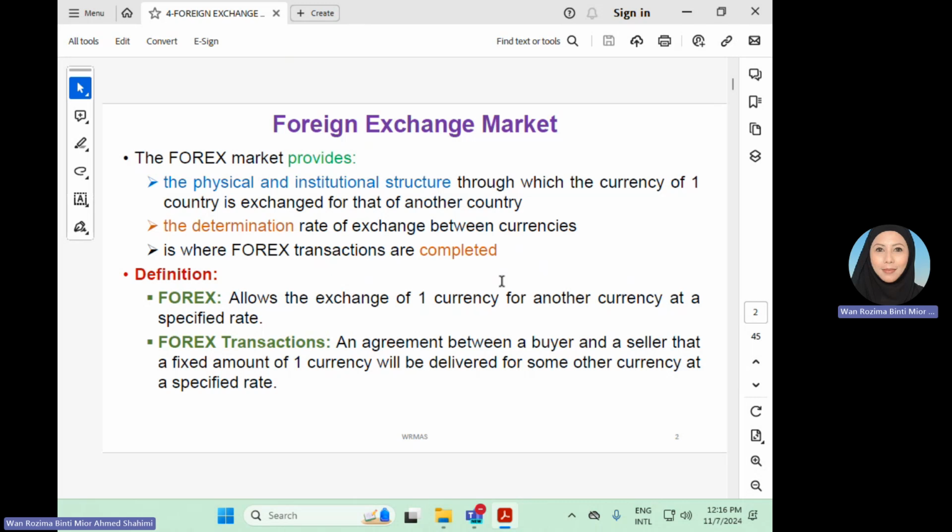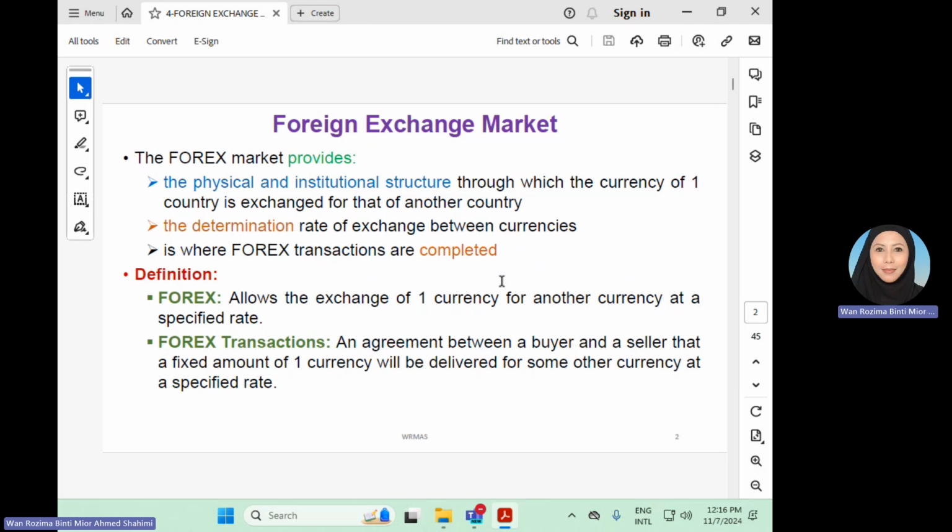So, the second point, the determination of the rate of exchange between currencies. And the third one is where forex transactions are completed between parties. And later we have markets, the wholesale market and clients market, between dealers and dealers, and dealers and clients. That one later on. So that is what the forex market could offer: the place where we are able to determine the exchange rate between the pairs.